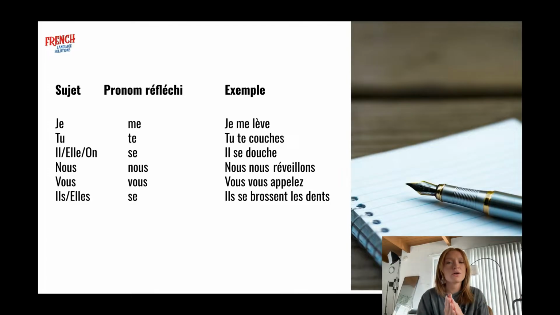So you always have to think, okay, first thing that I need to keep in mind, what's my ending for the verb? If it's je, e, tu, es, il, elle, on, e, nous, ons, vous, ez, ils, elles, ent. And then I put my pronoun in between. If it's je, me, tu, te, il, elle, on, se, nous, nous, vous, vous, ils, elles, se. So now when we're going to read the examples: je me lève, tu te couches, il se douche, nous nous réveillons, vous vous appelez, il se brosse les dents.